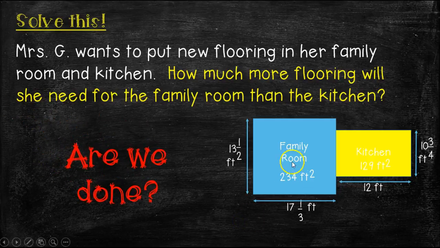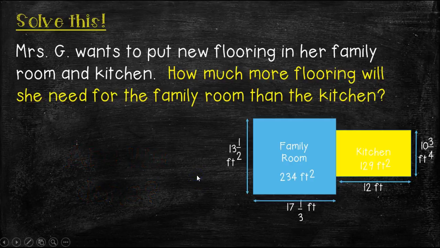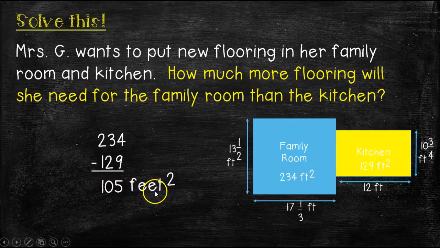So are we done? We now know the area of the family room and we know the area of the kitchen, but we have to go back and reread the question. It says, how much more flooring will she need for the family room than the kitchen? Well, if it's asking us how much more will I need for this room than the smaller room, we know we are going to be subtracting. So we have 234, which is the area of the family room, minus 129, which is the area of the kitchen, and that gives us 105 feet. And what do we have to answer it in? Squared. So 105 square feet. Wonderful.